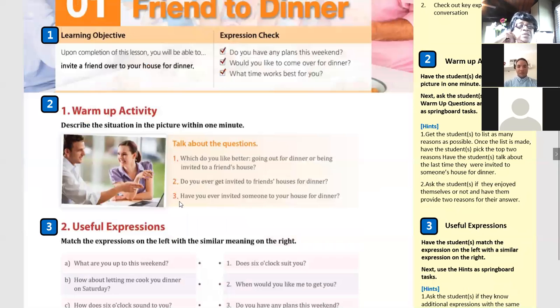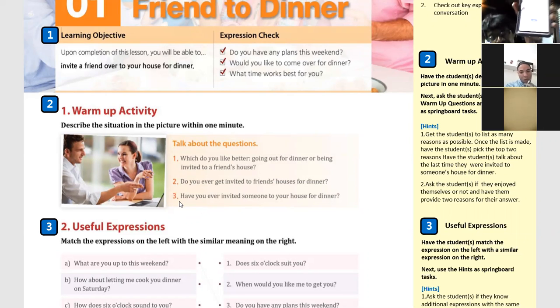Now, the next thing that we're going to do is describe the situation in the picture within 1 minute. So Haas, could you take a moment and look at this picture? I'm going to help you with the timer. At the end of 1 minute, I want you to stop talking, but I do want you to talk for 1 full minute. So continue to talk until you hear the timer say stop, or I'll ask you to stop. I'll start the timer. Start to speak. You will speak for 1 full minute. You may begin.